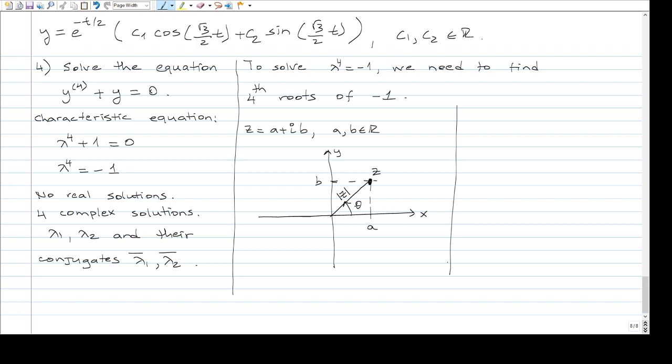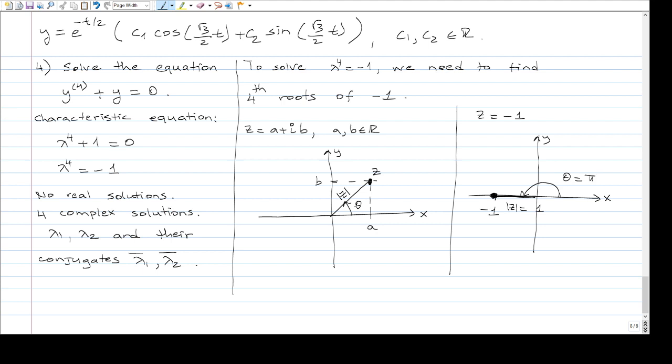And now for the number z equals -1, the real part is -1. There is no imaginary part. So as a complex number, we can consider the point -1 on the x-axis like this. If you look at the modulus, it is going to be 1. And this angle theta is the angle pi.